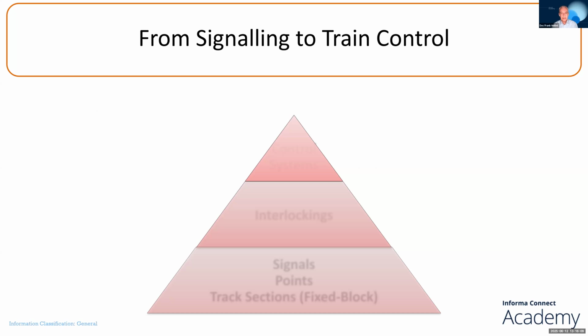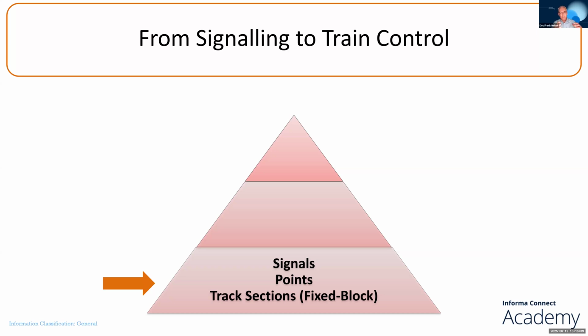In a conventional signaling system, you've got these three levels of components. You've got the basic level where you have the signaling elements sitting along the track. So you have signals, the lights on sticks. You have points. These are the locations where trains can change from one track to another track. And then you have your track sections that are demarcated by elements such as track circuits and axle counters.